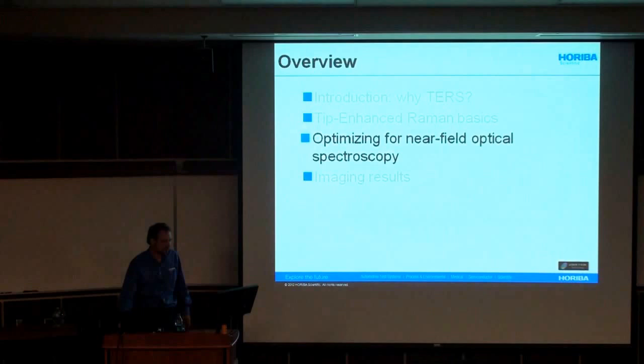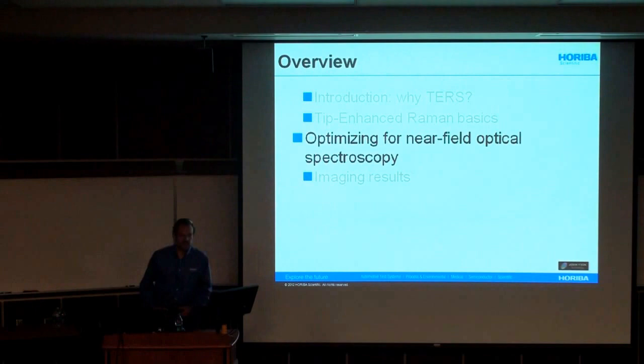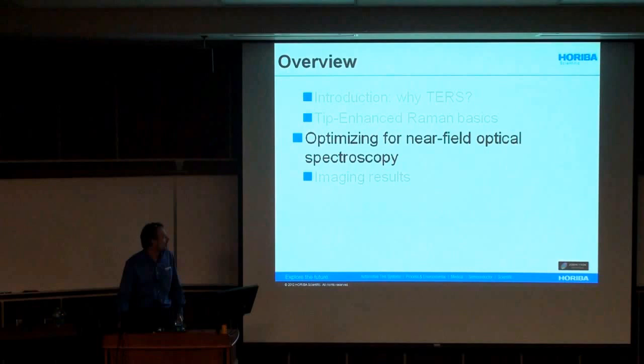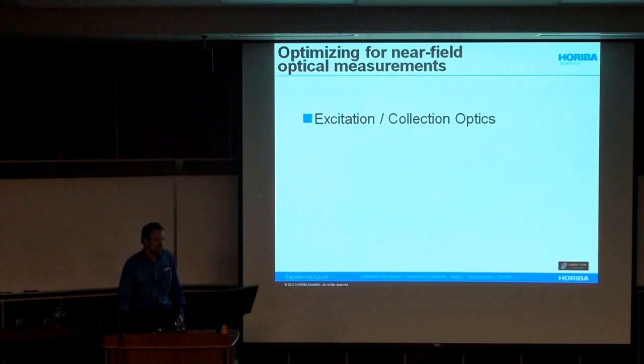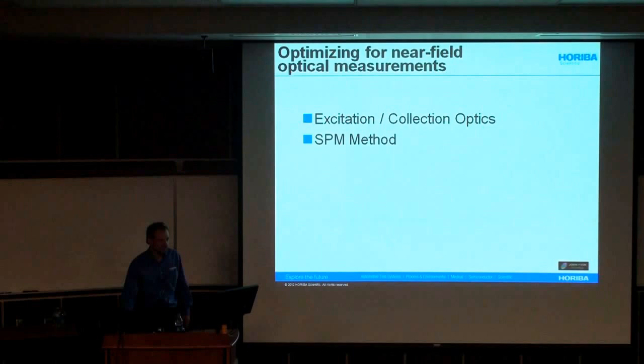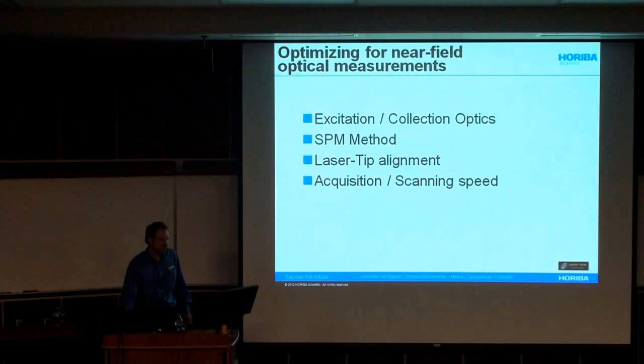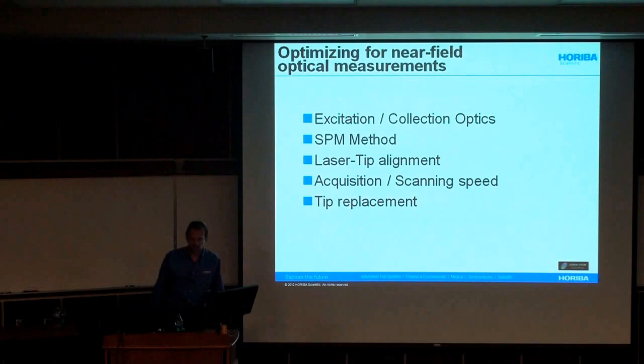So how do we couple this together? Because basically, it's not only putting an AFM system and a Raman spectrometer together and shining light to the tip. To get the performance, you need to be careful about many factors. So first of all, excitation and collection optics are very critical. I will go over that. Which method is used will give you a different advantage and inconvenience depending on what scanning probe microscope method you use. The laser tip alignment is obviously critical. I'll go over that. And also acquisition scanning speed will really help improve spatial resolution. And an often overlooked point is the tip replacement and how critical it is to be able to come back to the same spot once you change tip.